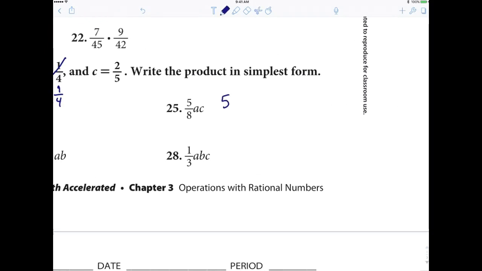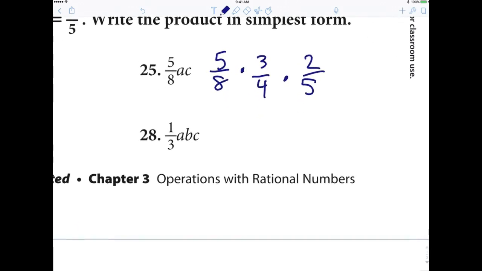25. 5/8. Now, what's A again, guys? 3/4. Times 3/4. What's C? 2/5. All right, now this is nice because I'm going to go over some rules about reducing. You can reduce whenever one's in the top and one's on the bottom. I want you to look at the 5s. Can I reduce the 5s? Yes. This is a 1, and this is a 1. Or you can do the 2 and the 8. Could I do the 2 and the 4? Yes. Does it matter? No. So she said the 2 and the 8, so we're going to do that. 1 and 4. Beautiful.